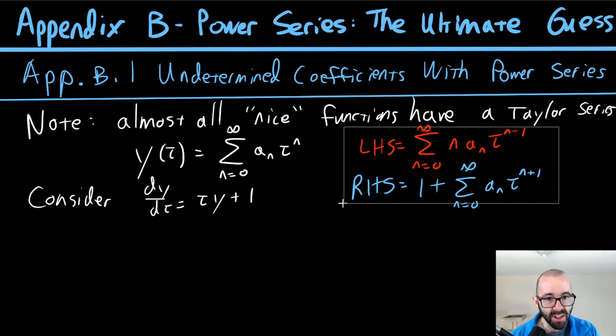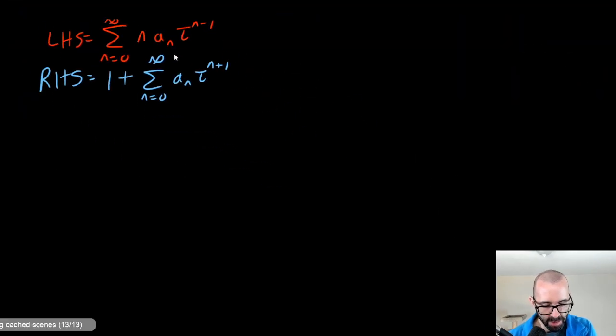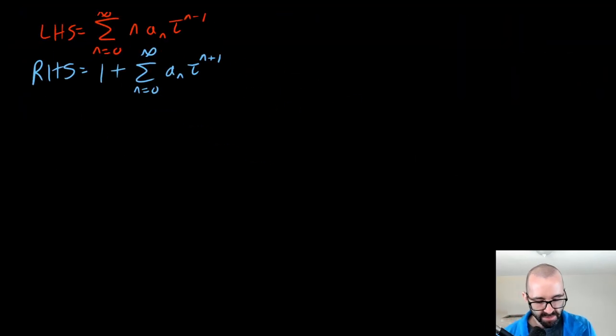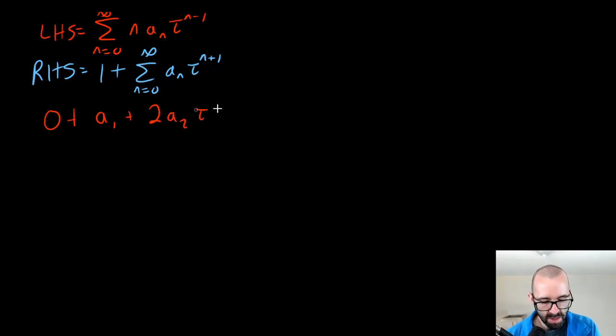Again, let's put this on the next page so we can work with it a little bit easier. So on the left-hand side, let's expand this out. When n is equal to 0, the whole thing is 0. When n is equal to 1, we get 1 times a sub 1 times t to the 0. When n is 2, we get 2 times a sub 2 times t. When n is 3, we get 3 times a sub 3 times t squared. And then 4 times a sub 4 t cubed. Okay, we got the pattern now.